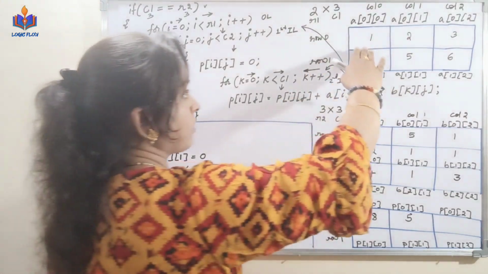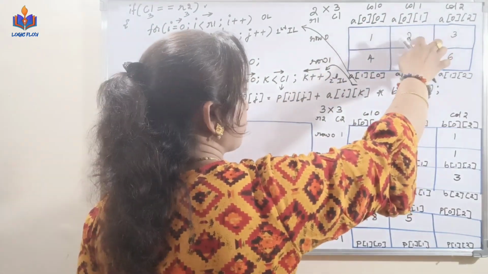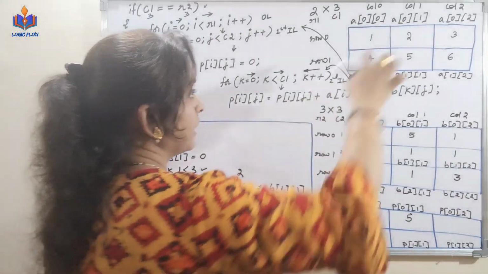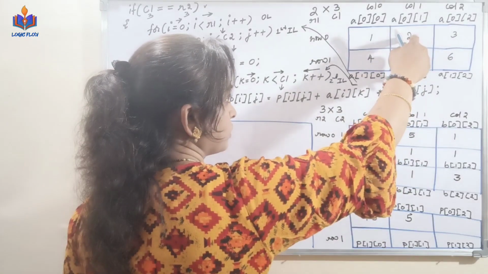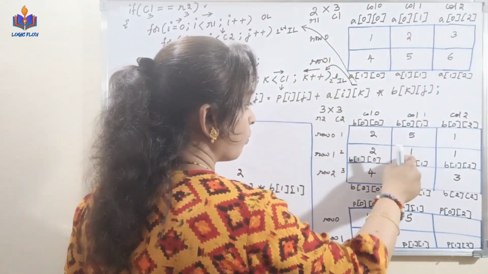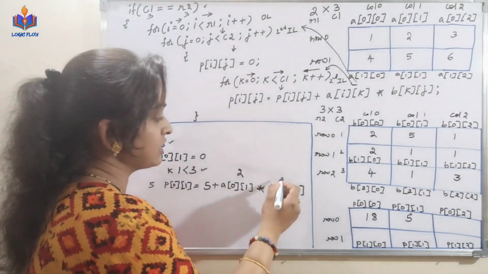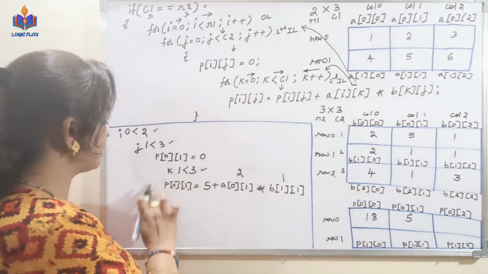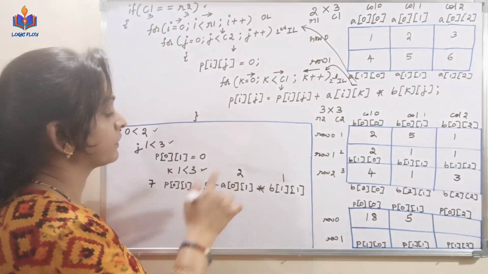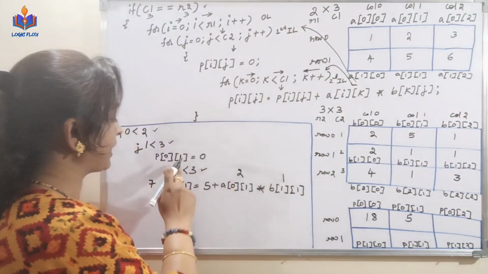So here I am coming to the next column. A of 0, 1 is 2. 1 into 5 I did. Now 2 into 1 I need to do. B of 1, 1 is 1. 2 into 1 it is 2. 2 plus 5 it is 7. Okay. Again the second inner loop progress, K gets increased, it becomes 2.